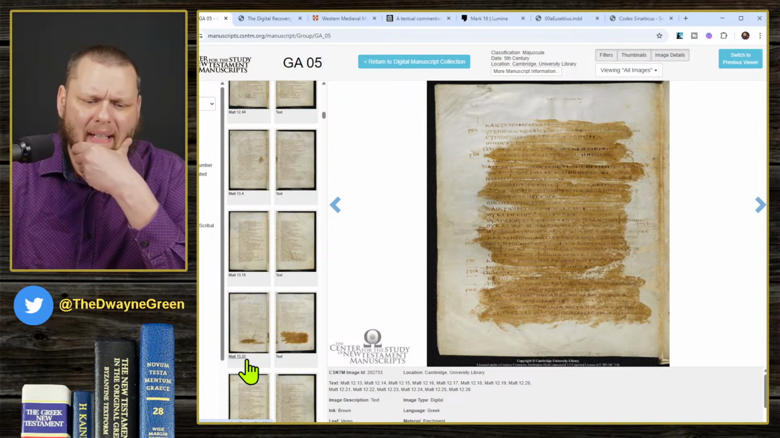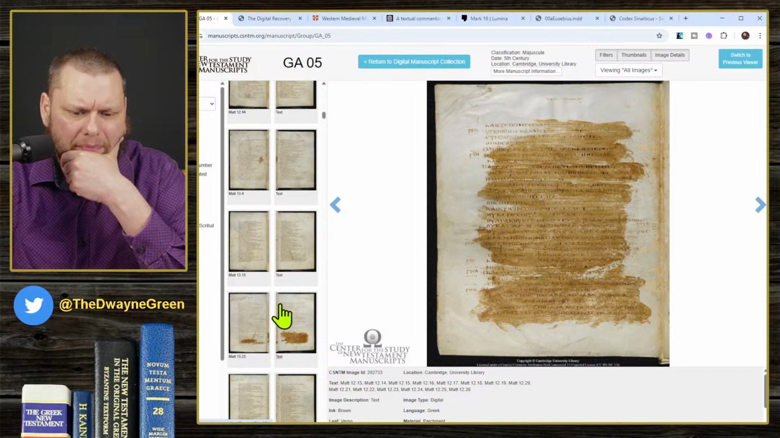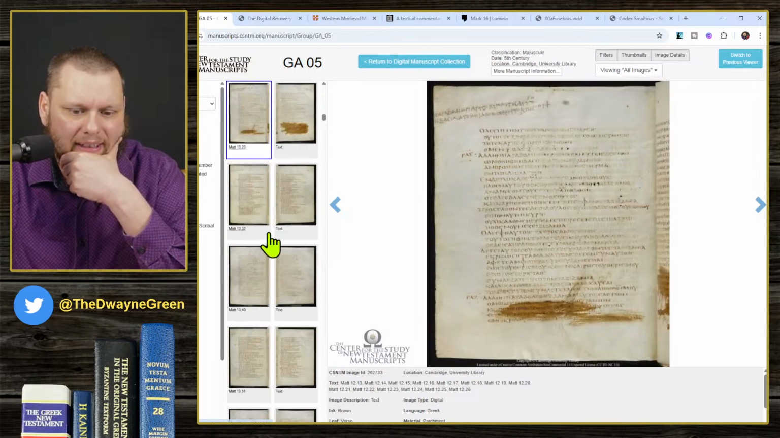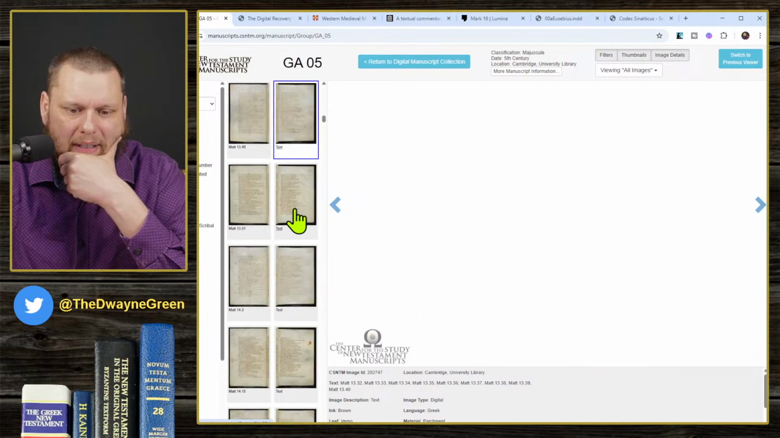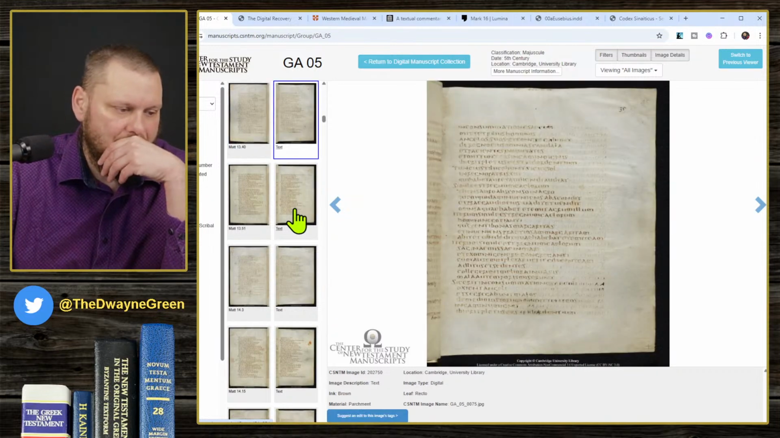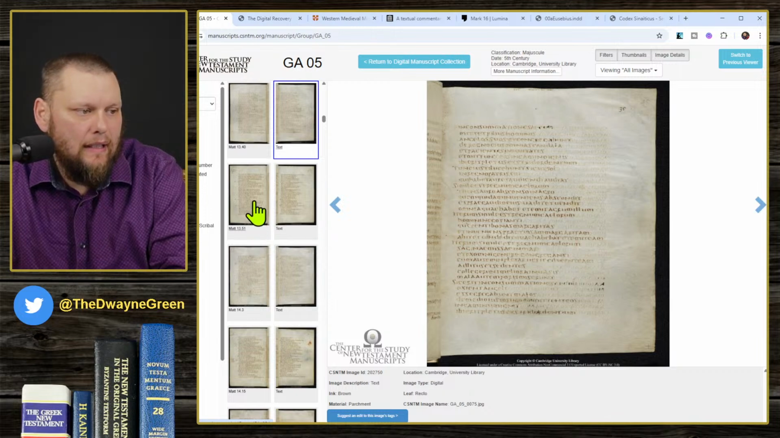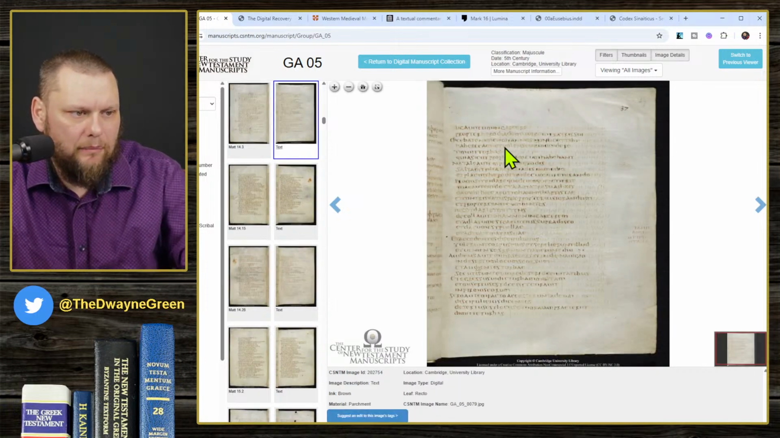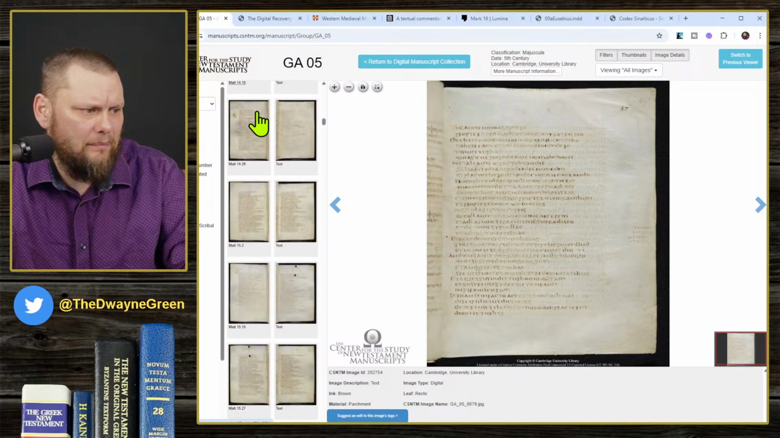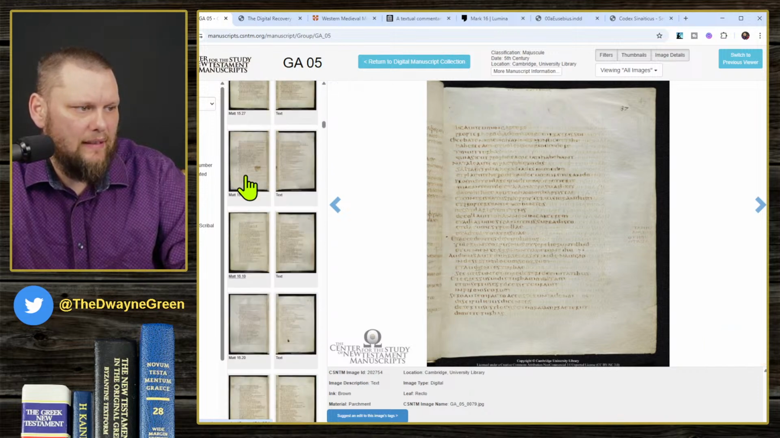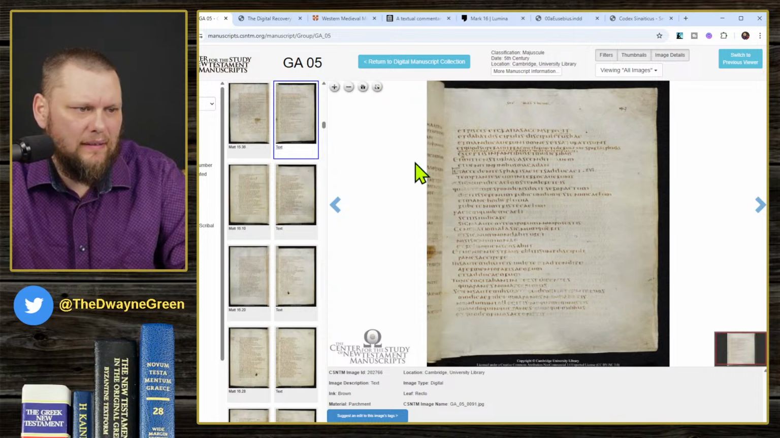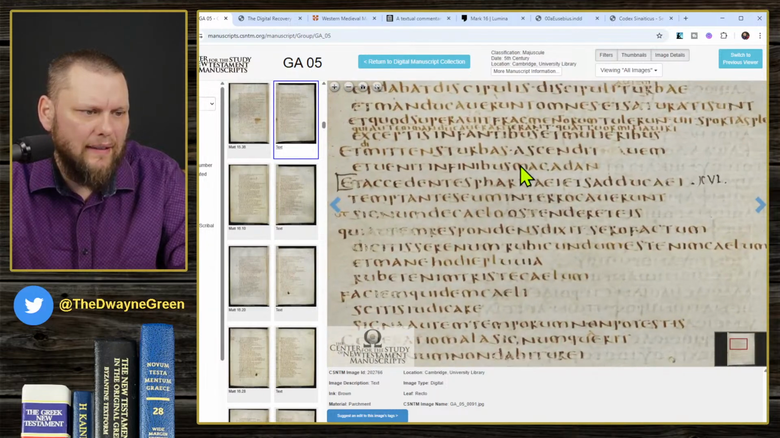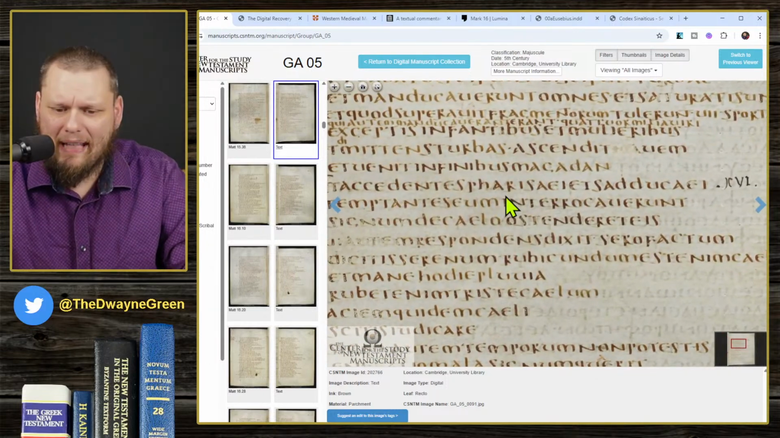Let's take a look, I don't know if I have it, maybe I do. See, so here's the thing about this manuscript. Because I am looking at this on CSNTM's website, they're not so concerned with the Latin side of it, but rather they're just showing the Greek text. Is that Latin? That might be Latin. Yeah, that's Latin. There you go. You got the Latin right there.